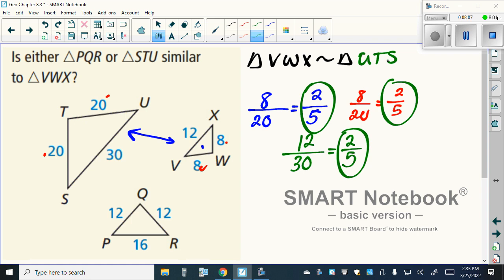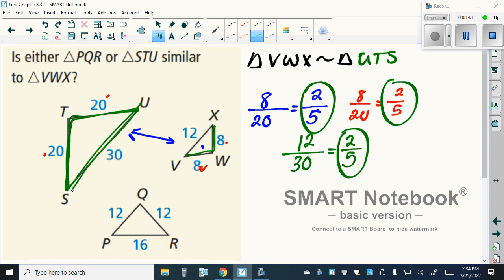How about TSU? TSU wouldn't work because we're going along the side with 20 and then the side with 30. So one of the congruents in the other, because here we're going VWX 8, 8, 12. So we would go congruent, same, biggest. So here we need to go same, biggest, or 20, 20, 30. They need to go in the same order. Any other questions on this here?